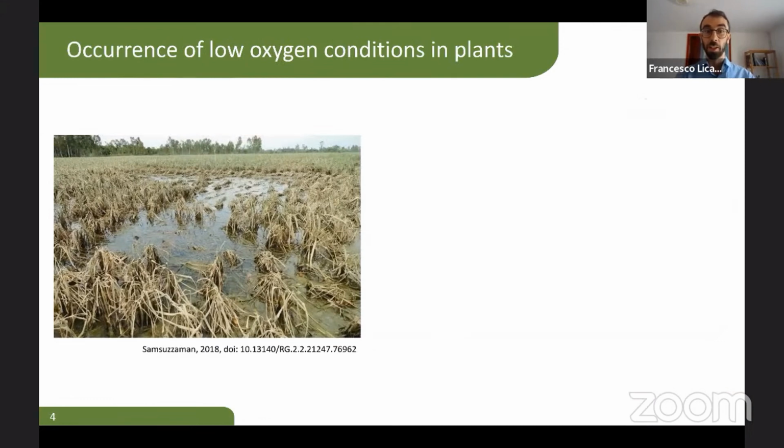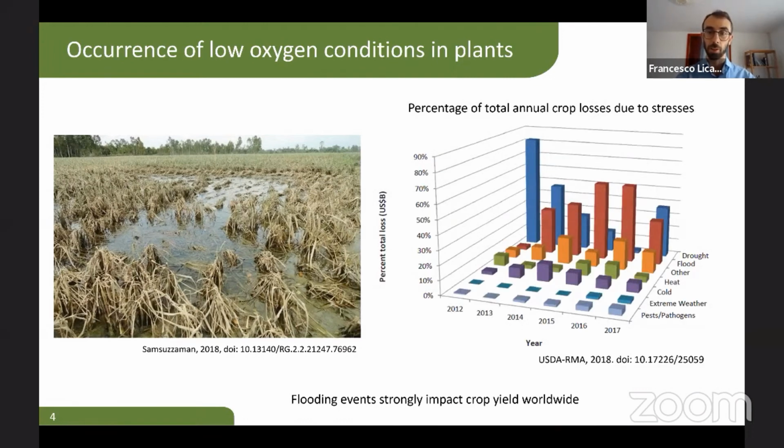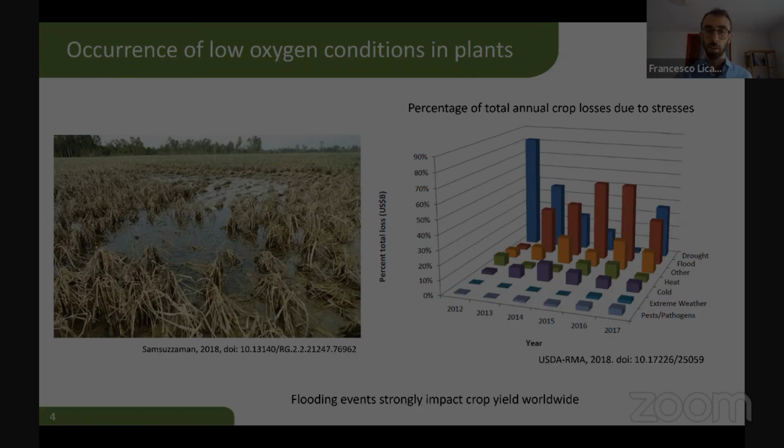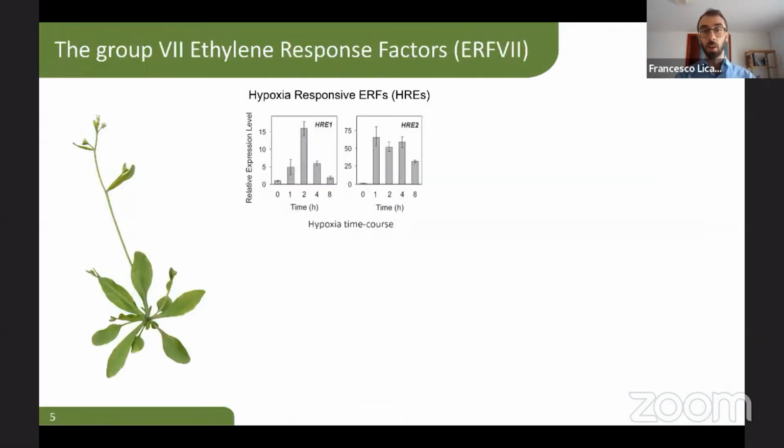This then generates a serious threat for crop productivity, because most of the crops that we are growing worldwide are actually not able to cope effectively with such conditions. Indeed, depending on the year and meteorological events, flooding can constitute one of the major risks to crop yield worldwide. So this is the reason why we study how plants cope with low oxygen availability and sense when this condition is established.